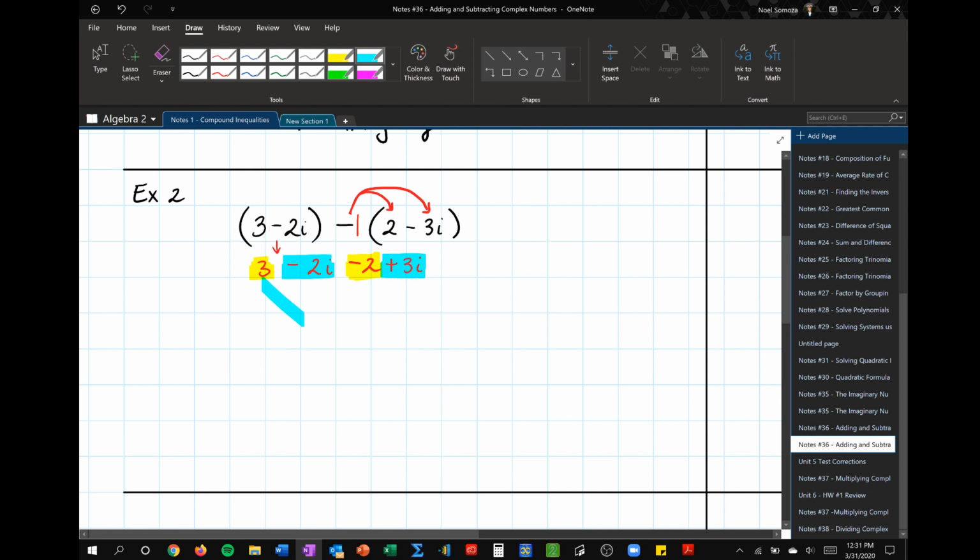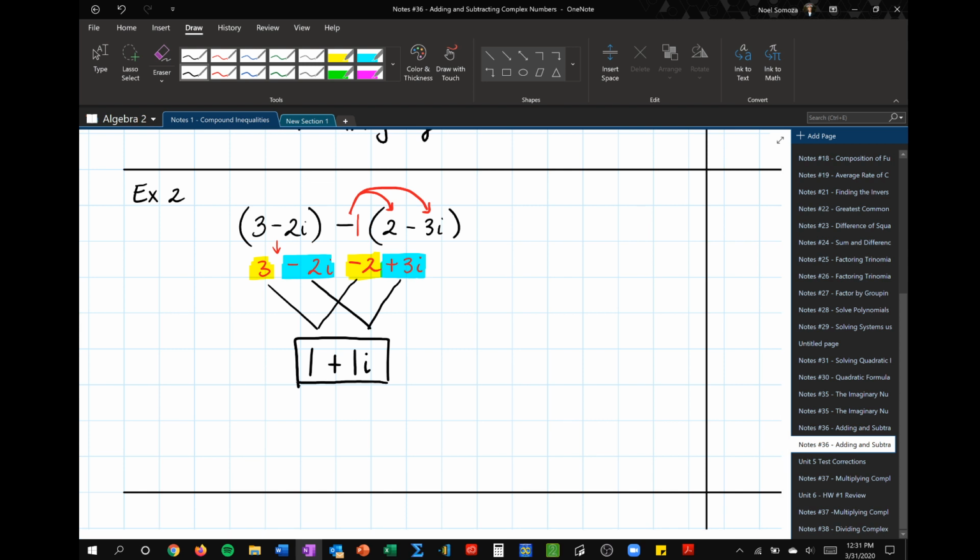So I have 3 and -2. 3 minus 2 is just 1. -2 plus 3 is +1, but remember, I'm combining like terms, so those i's come down together as well. So then that's it. That is my expression. Any questions so far?